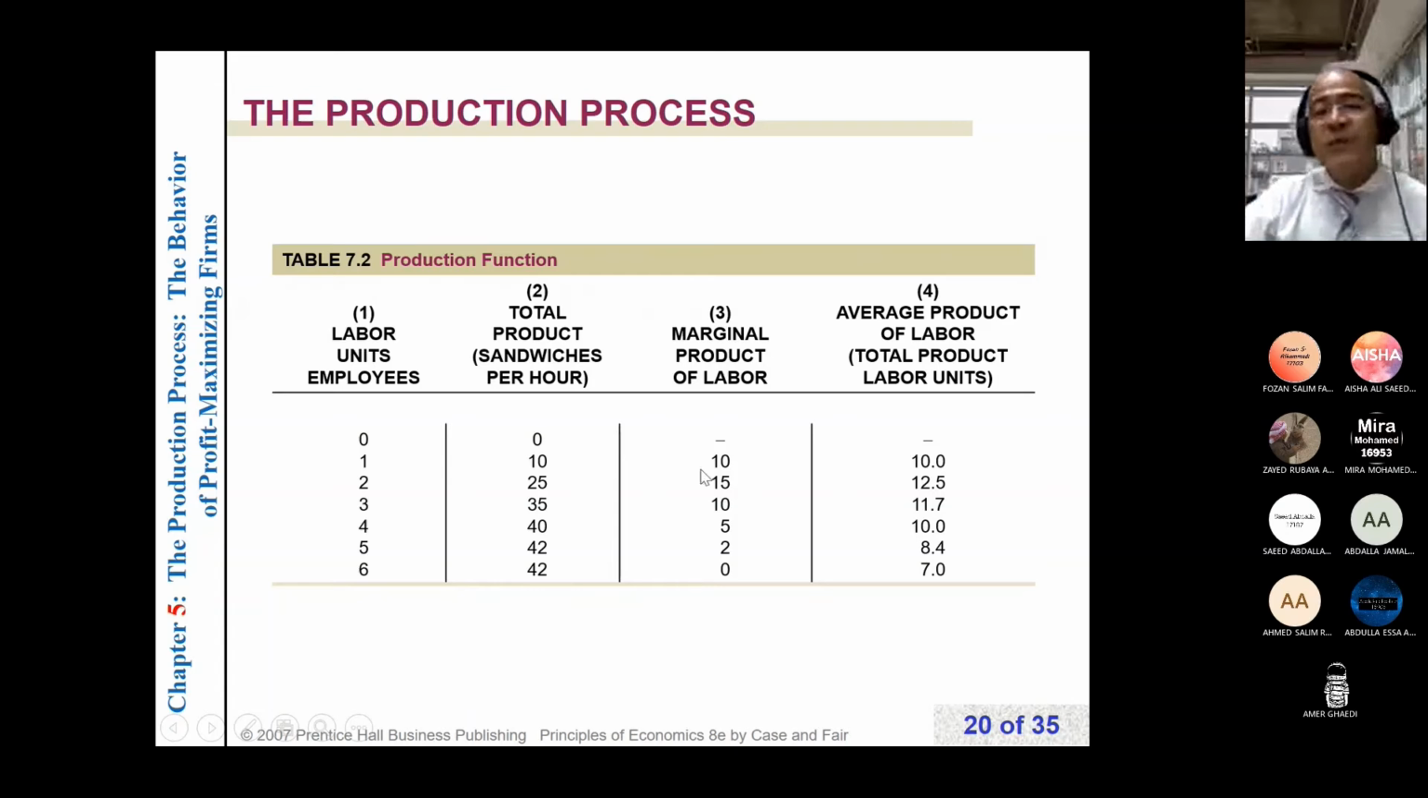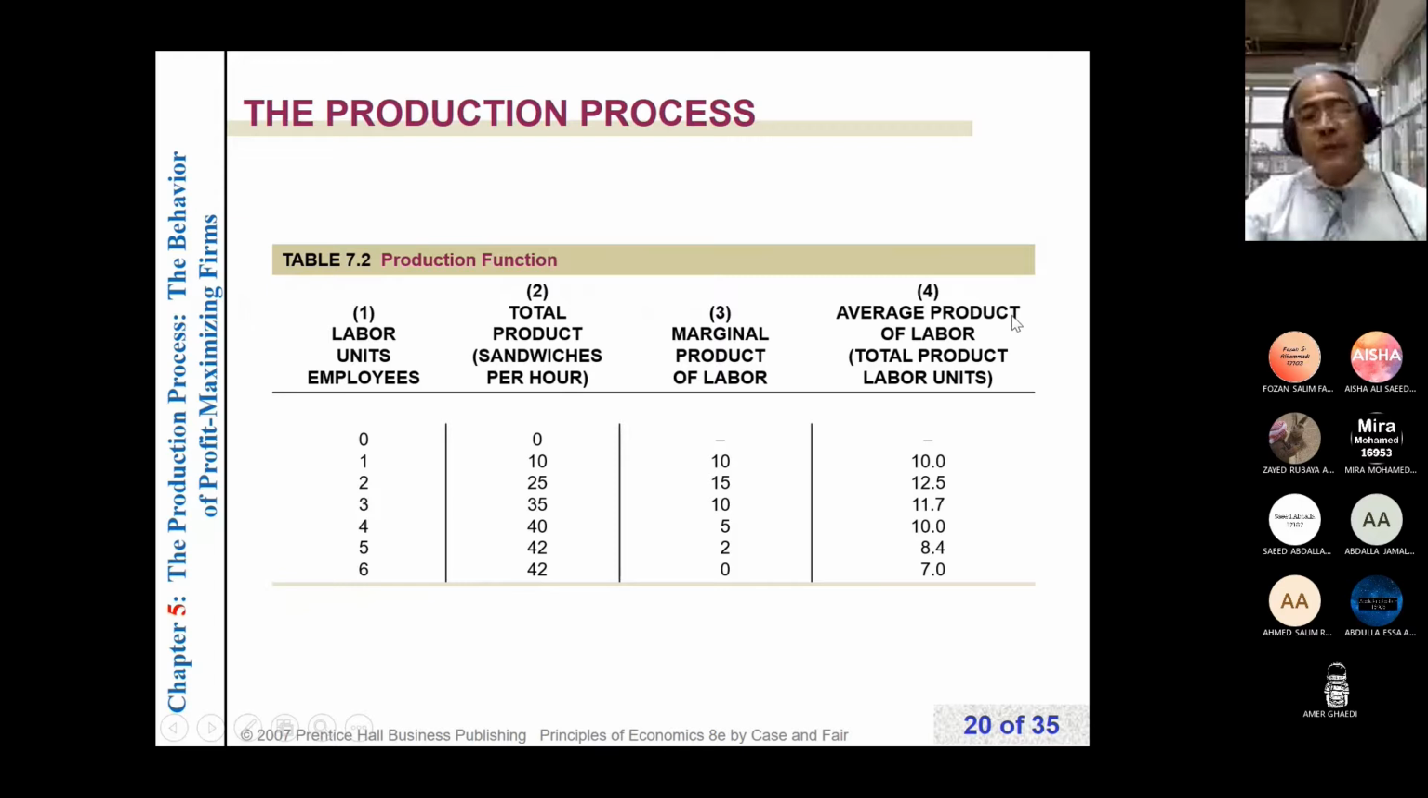So as you see, total product increases and then it decreases, and marginal product reaches 0. If I exaggerate appointing more workers, such as going to 7 workers, total product may decrease to 40. So marginal product will be minus 2. 40 minus 42 is minus 2. So the 7th worker caused total product to decrease by 2 units.